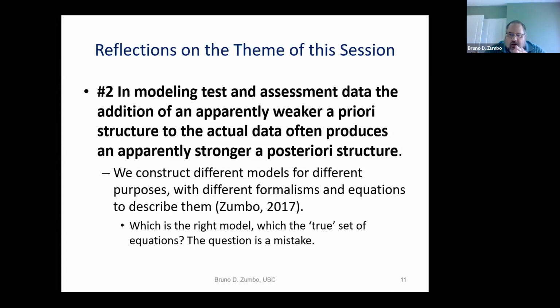What I want to highlight here is that, in my opinion, the question of which is the right model, which is the true set of equations, is still a mistake. What you can see is that you can take any set of test responses, test data, overlay assumptions and mathematical models, and extract, or in some senses construct, statistical information for assessment purposes. And that's been expanded now with algorithmic approaches.